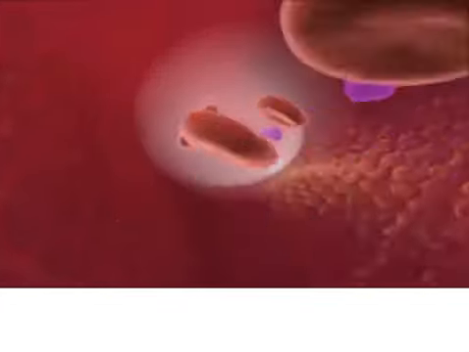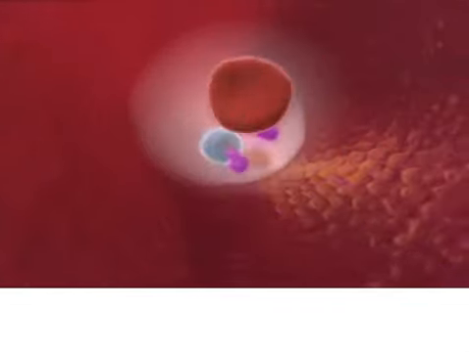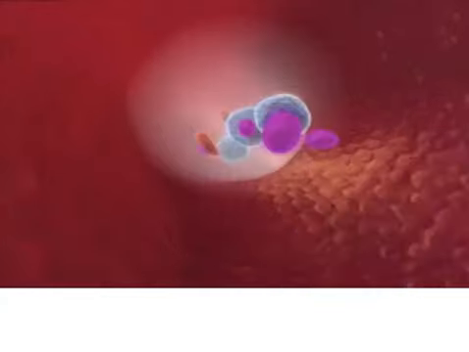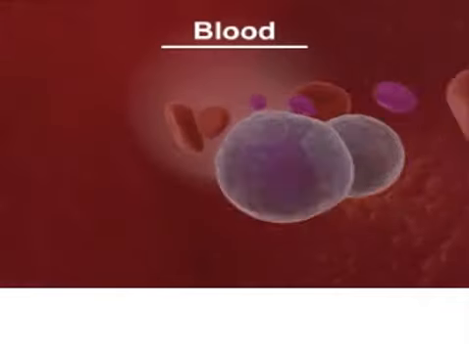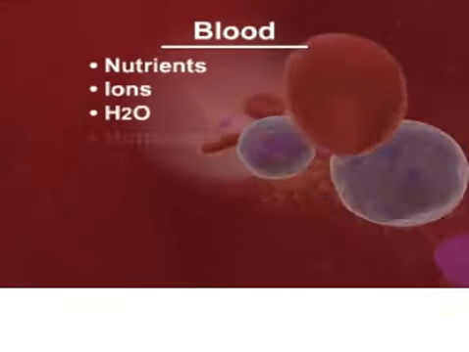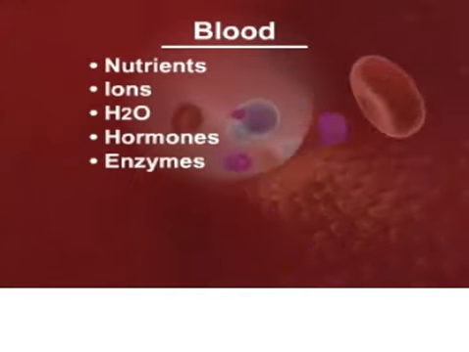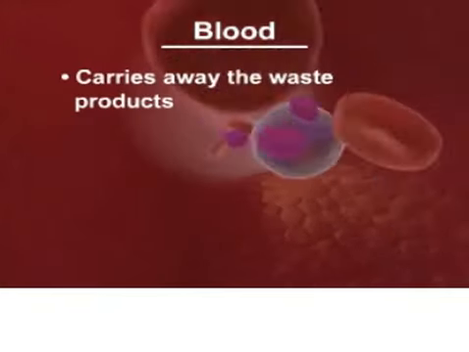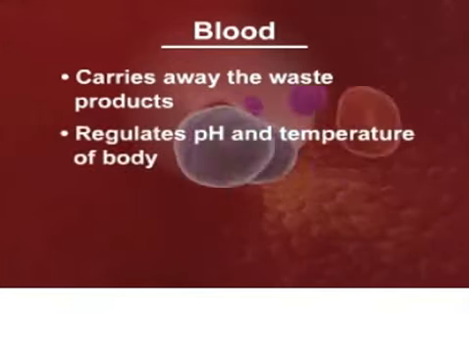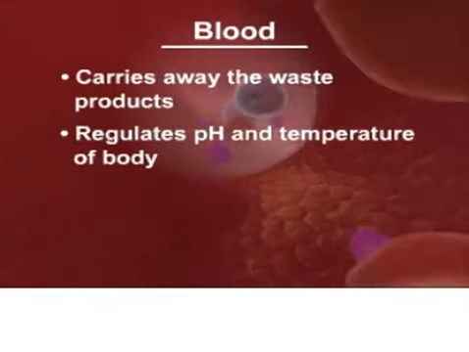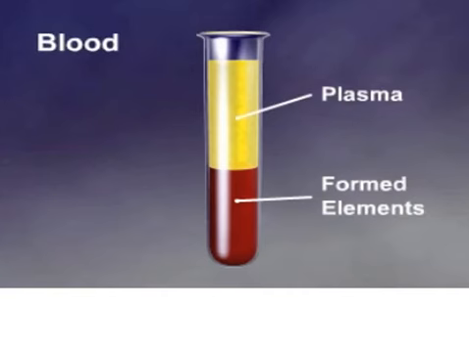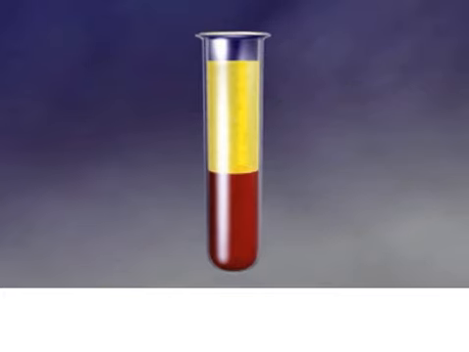Blood is responsible for transporting oxygen to the cells and removing carbon dioxide for excretion by the lungs. Blood carries nutrients, ions, water, hormones, and enzymes to all body cells and carries away the waste products. Blood regulates the pH and temperature of the body. Blood is composed of the liquid portion, plasma, and solids called formed elements.